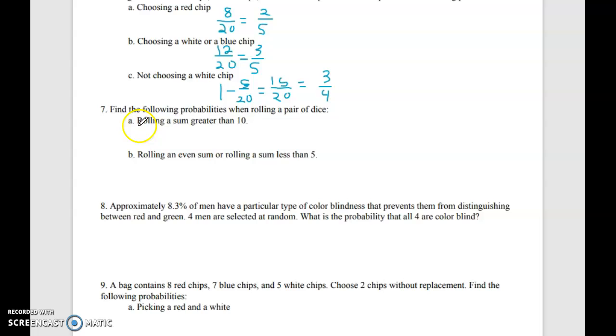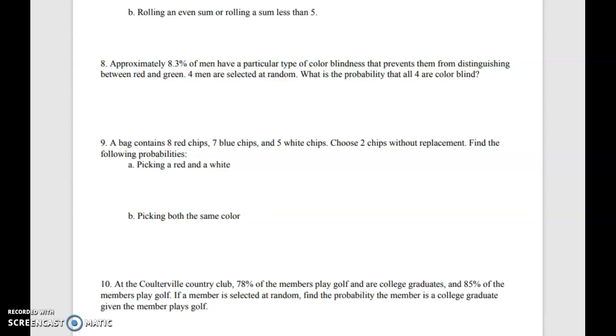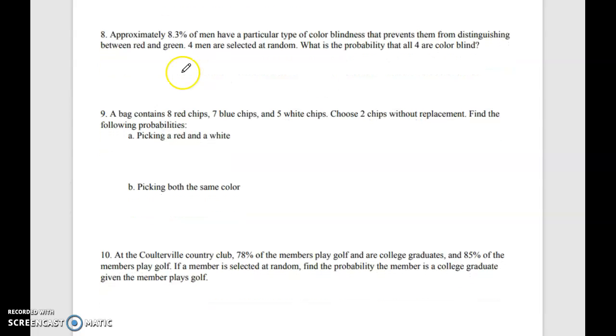All right, going on. The following probabilities when rolling a pair of dice. I'm going to let you do these on your own, but you could just use the sample space from our notes. I think it was 2 weeks ago. We've done quite a few probabilities with rolling dice. I'm trying to get this video under 15 minutes. If we have time, I'll go back to it.